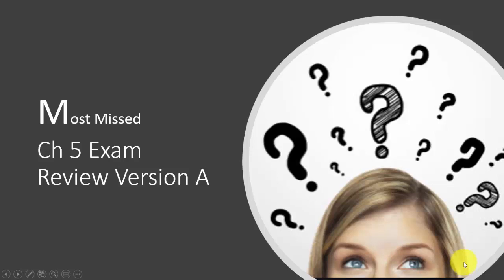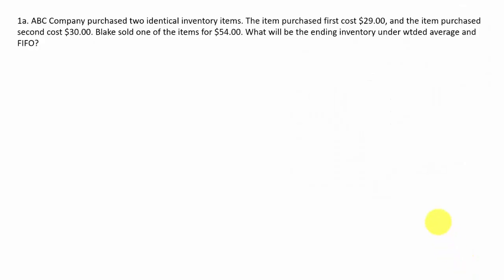Okay, this video is on the most missed questions on the Chapter 5 exam. Here we go. The first question, they want to know what will be the ending inventory under weighted average and FIFO. FIFO stands for first in, first out.